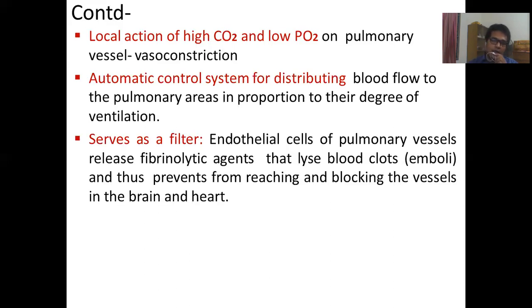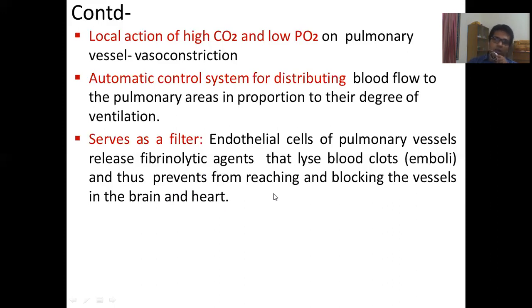Now, the last important, peculiar feature of pulmonary circulation I want to mention is that it serves as a filter. So what does it filter? Actually, the endothelial cells of pulmonary vessels release fibrinolytic agents that lyse blood clots or unwanted emboli, and thus prevent them from reaching and blocking the vessels in the brain and heart.